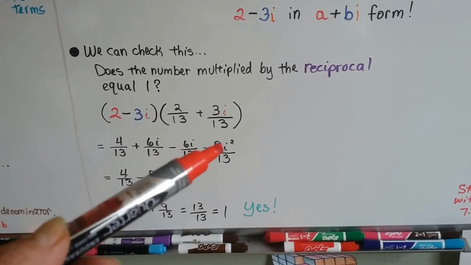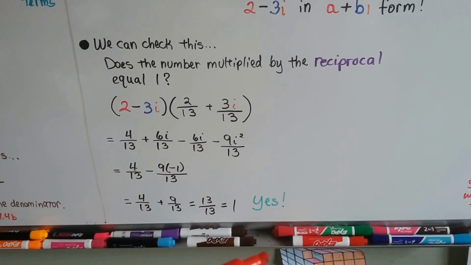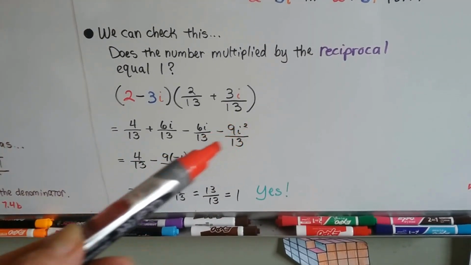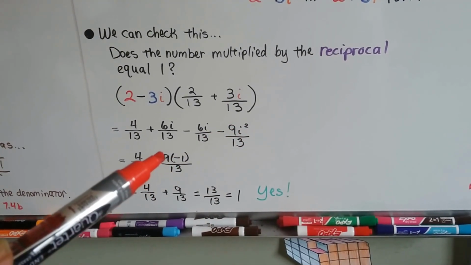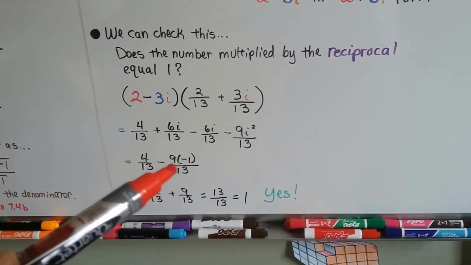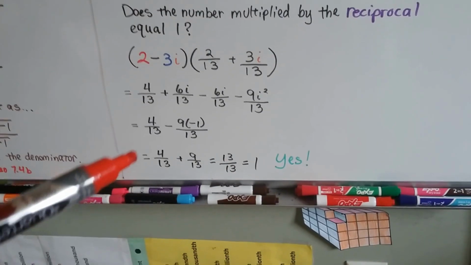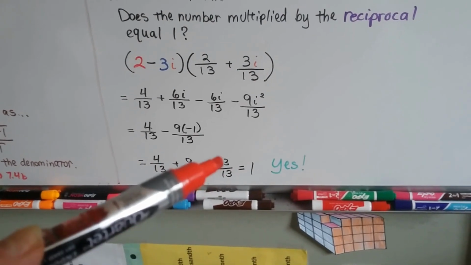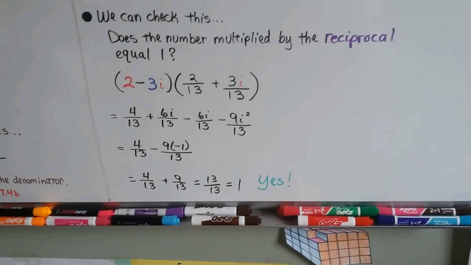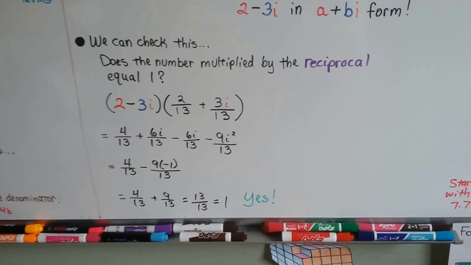So that's going to give us a negative 9i squared over 13. And that i squared means a negative 1, right? So we've got negative 9 times negative 1, which is a positive 9. When we add the 4 thirteenths and the 9 thirteenths, we get 13 thirteenths, and it equals 1. So yes, it worked. We did it right.